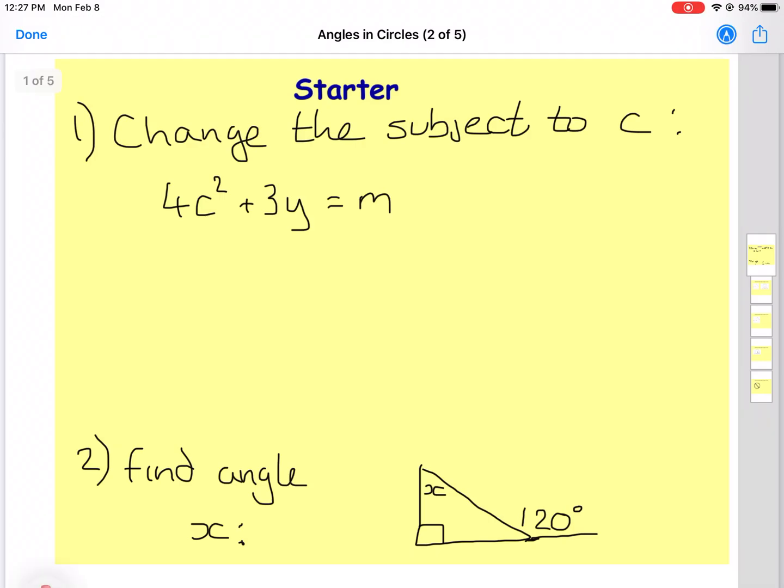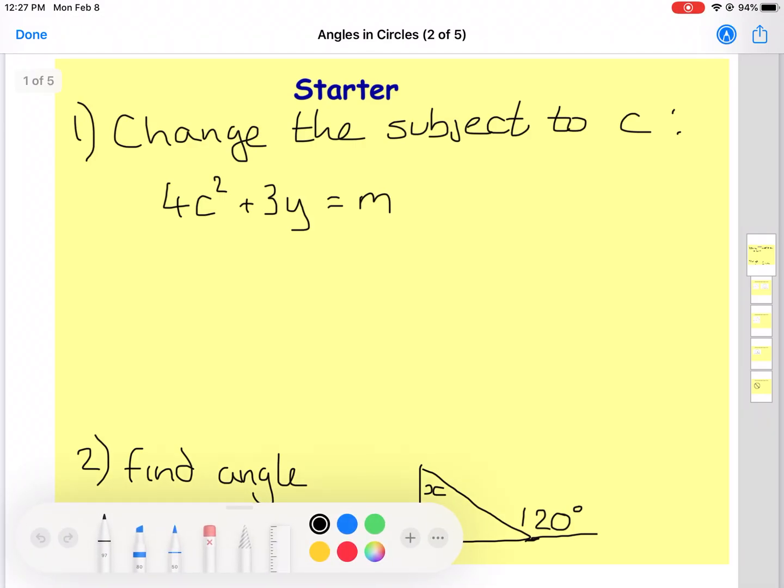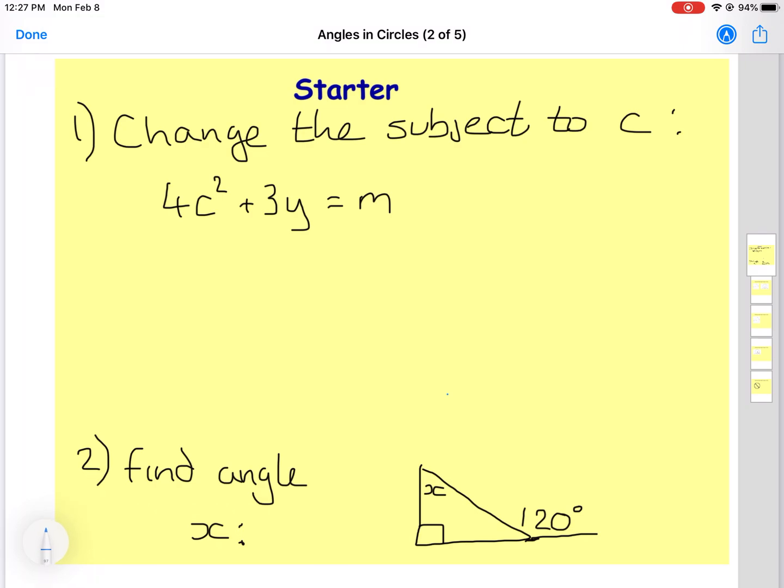Hi everyone, we're doing a lesson today on angles and circles. We'll be looking at one particular rule that associates angles inside semicircles. Right now we've got a starter here, so we can complete that first and then come back for the answers.